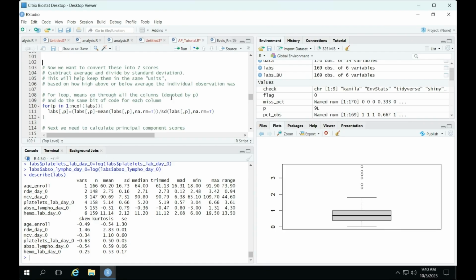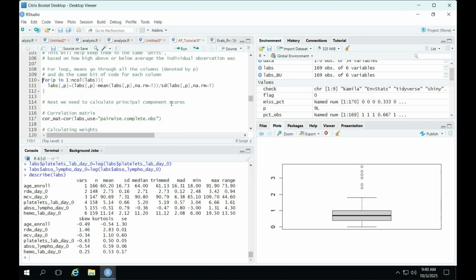A dummy code of 0 and 1 is very different than if we have a lab value that can get very, very high. And we want it to all be in the same rough units in terms of what a value of 0 represents, or a value of 1 represents, a value of 2 represents. This little function here is what's called a for loop. What it's going to do is go through all the labs and subtract from each lab the average for it.